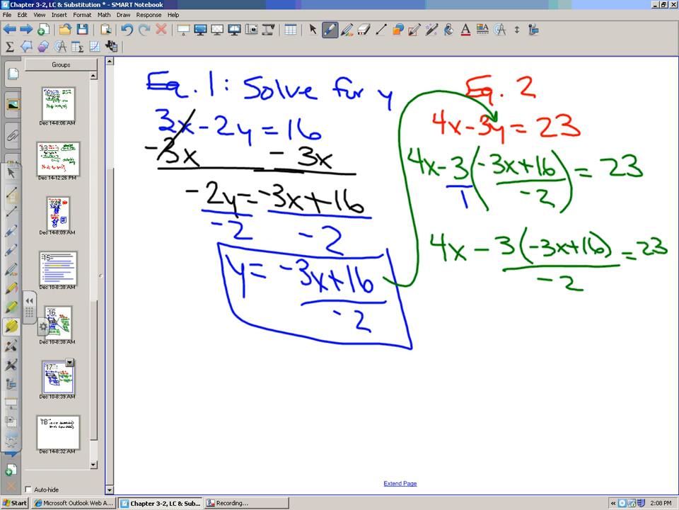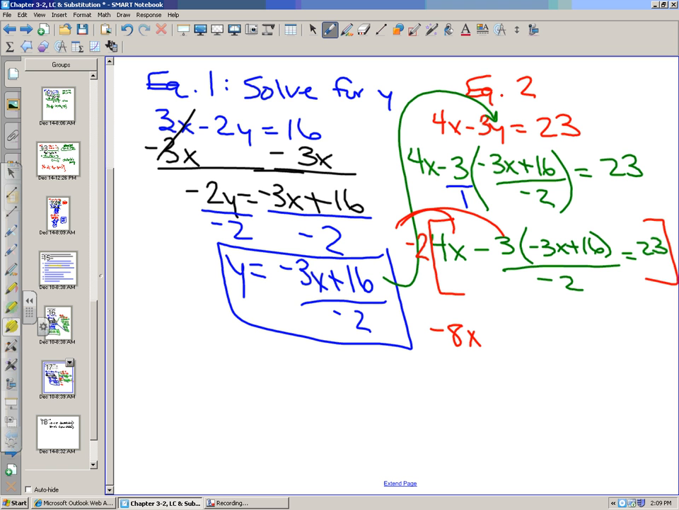1 times negative 2 is negative 2. Now, we already took a test over this. If you don't like fractions, what do you do to get rid of it and make it look pretty? You multiply by the least common denominator. And what is my least common denominator here? I only have one denominator. So we're not going to just multiply by 2, but by what? You're going to multiply it by negative 2. So this gives me negative 8x.